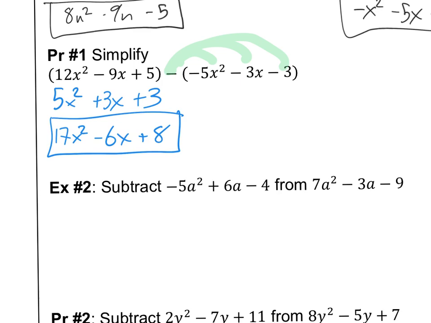All right, I distributed the negative to each term, and since these are all negative, it made them all positive. And then I just added straight down. 12 and 5 is 17, negative 9 and 3 is negative 6, 5 and 3 is 8, and so there's my answer. That's all I had to do. Notice I didn't do the shapes this time, right? That's really only if you need it, so you don't have to do that every time. I'm just showing you little things that might help you, but not at all a requirement.